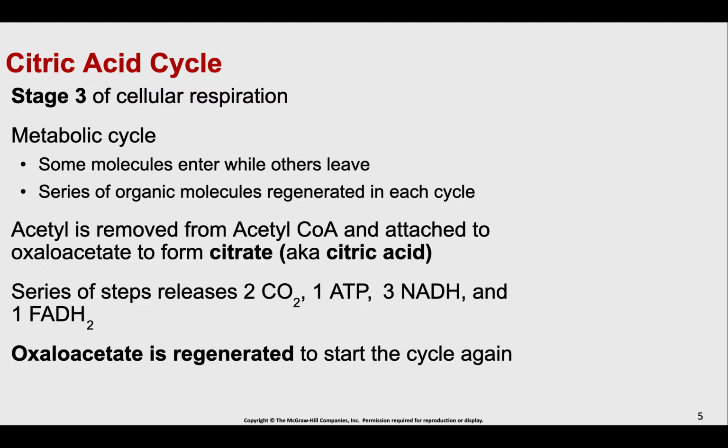Now remember, glucose is broken down into 2 pyruvate. Those 2 pyruvate are broken down into 2 acetyl-CoAs. So for each acetyl-CoA, this is what is produced. For 2 molecules of acetyl-CoA, which comes out of 1 molecule of glucose, we would double this. The big part about this cycle is that oxaloacetate is regenerated to start this cycle all over again.